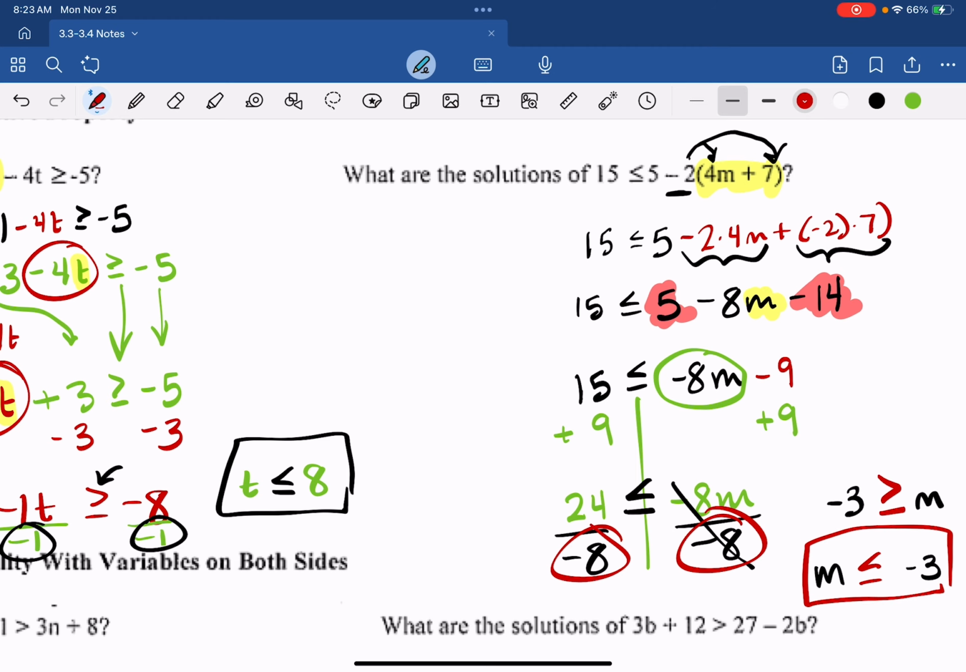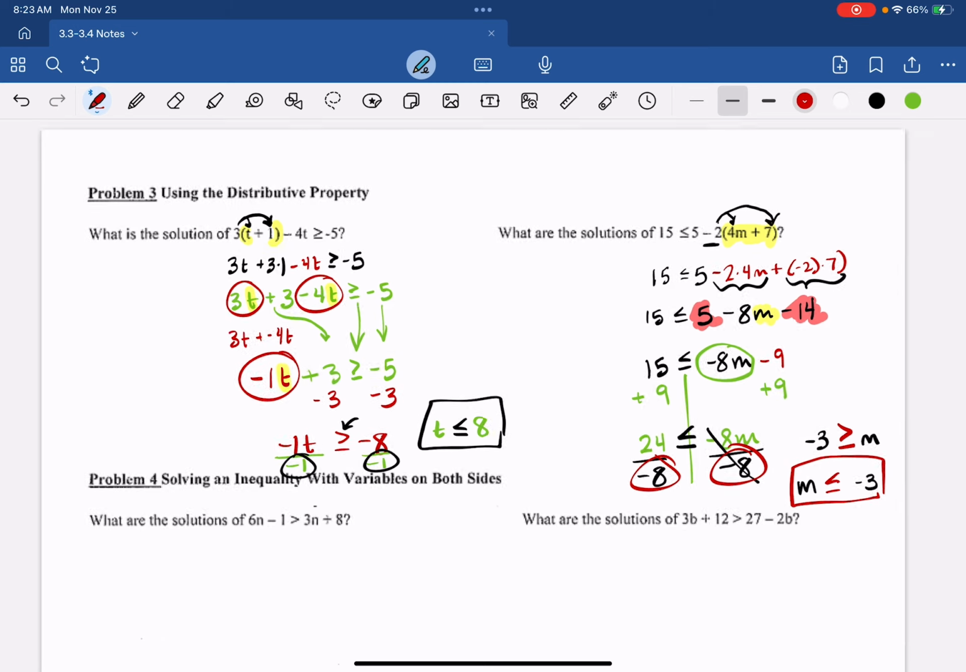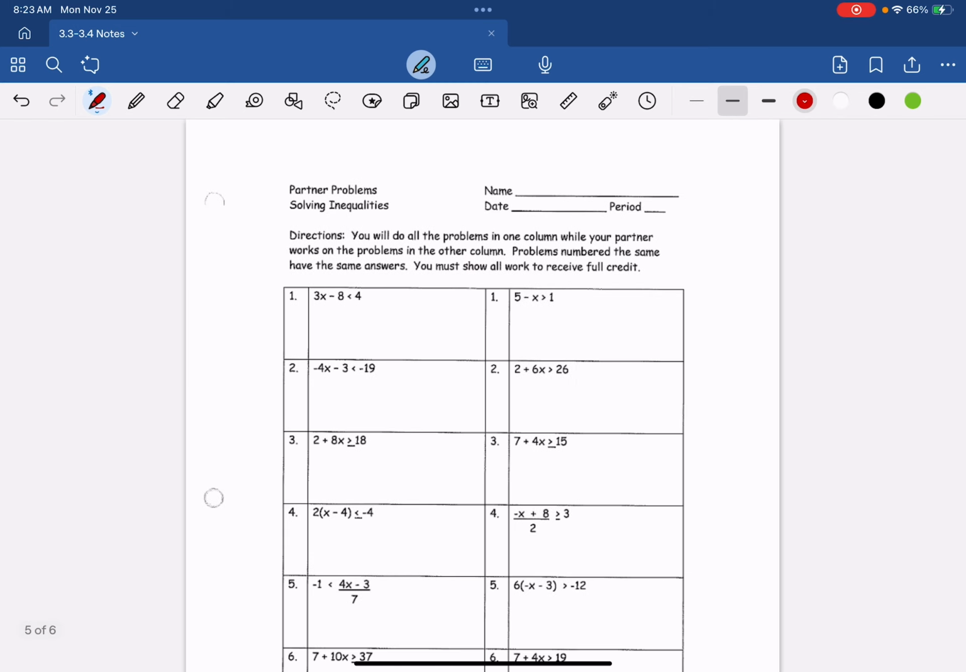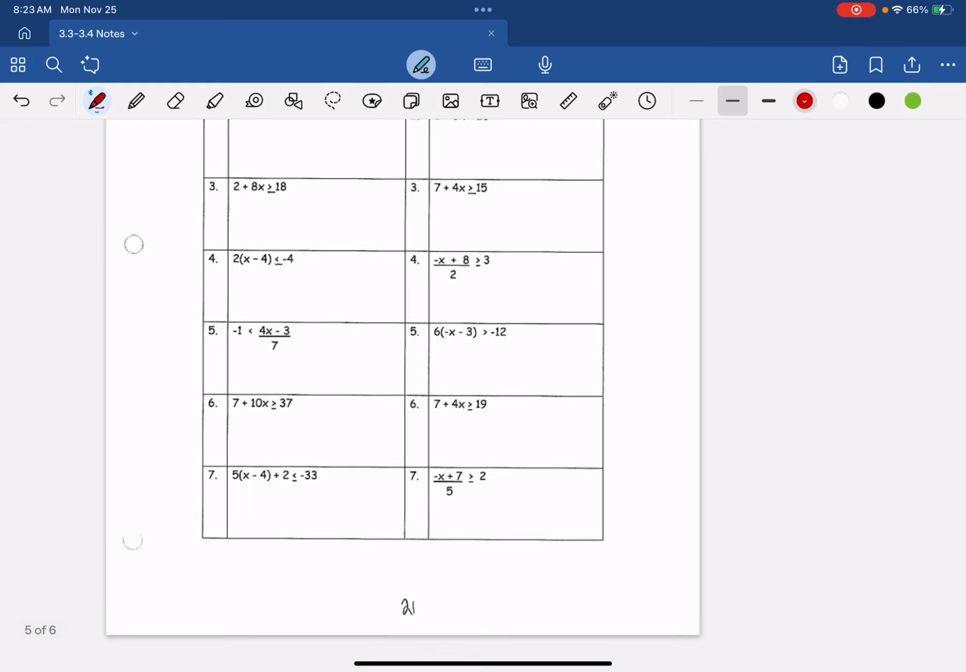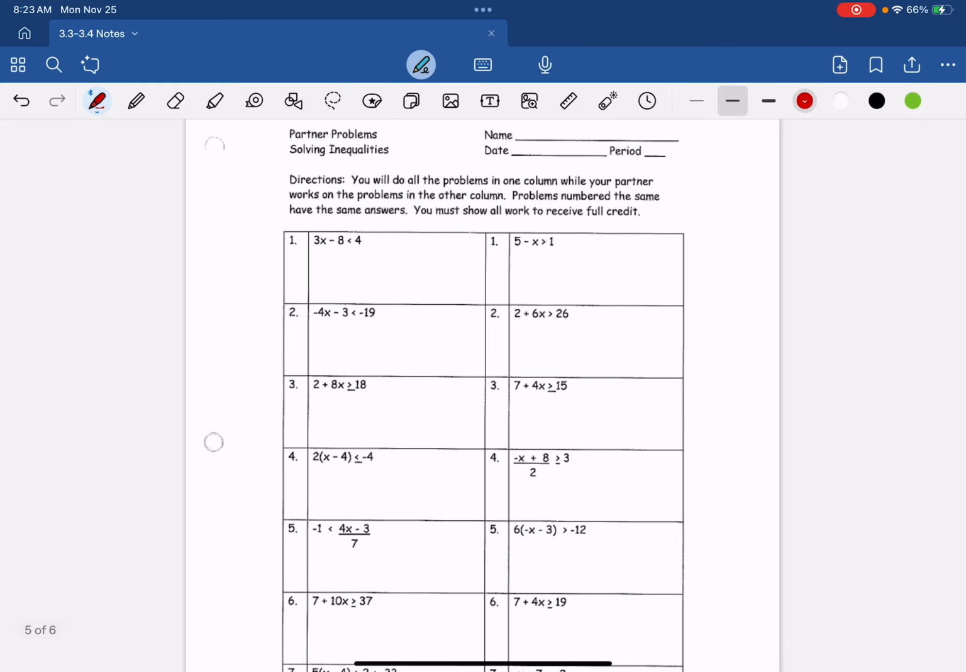All right. Okay, guys, at this point, this is where we're going to stop for today. So after this video, what I want you to do is find a partner, and you're going to go to page 21. Okay, so find a partner, go to page 21. And partner 1 is going to do the first column, while partner 2 does the second column.